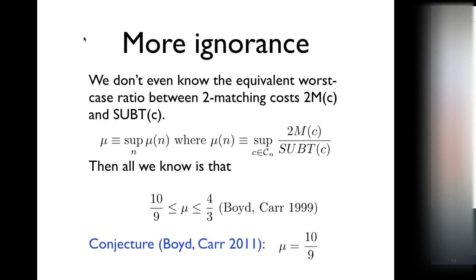Just to convince you how ignorant we are, until recently we didn't even know the equivalent worst-case ratio between the cost of a 2-matching, these cycles of size at least 3, and the value of the Subtour LP. So Boyd and Carr showed that this gap is no more than 4/3 and at least 10/9, and they conjectured also that this gap should be at its lower bound. A tour is a kind of 2-matching, but of course there are other types of 2-matchings that aren't tours. They conjectured that this ratio is 10/9.